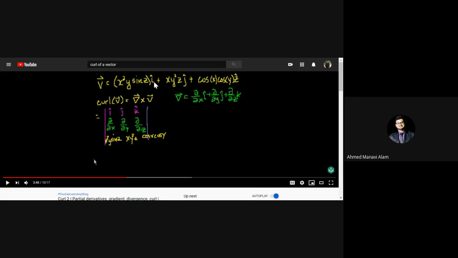This is the unit vector in the x direction, unit vector in the y direction, unit vector in the z direction. So whenever you want to find the curl of this vector, you can do something like this. You can practice from the math problem here.